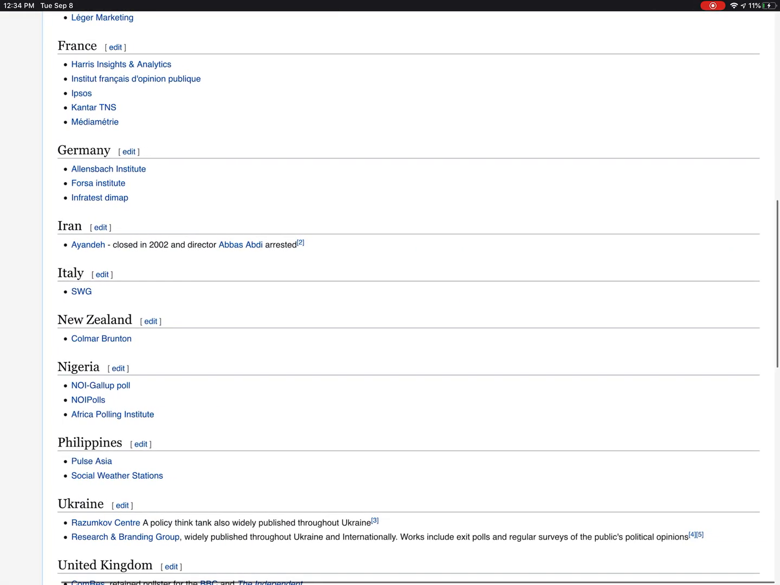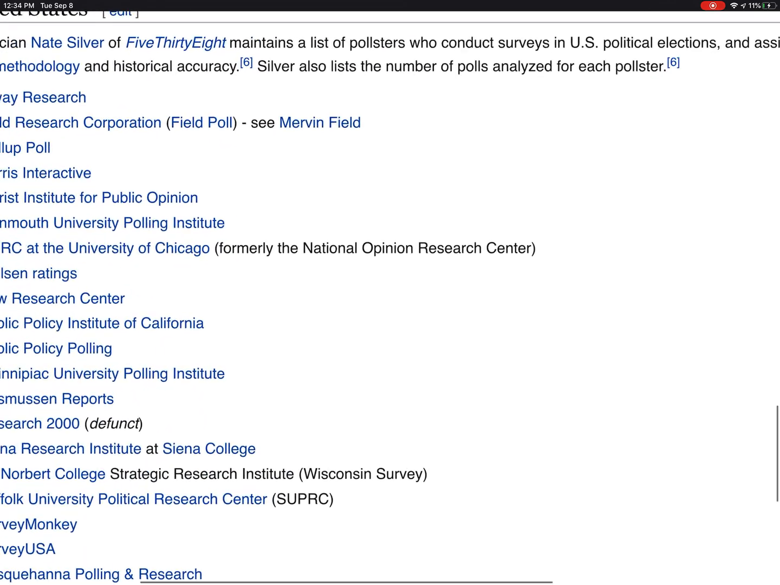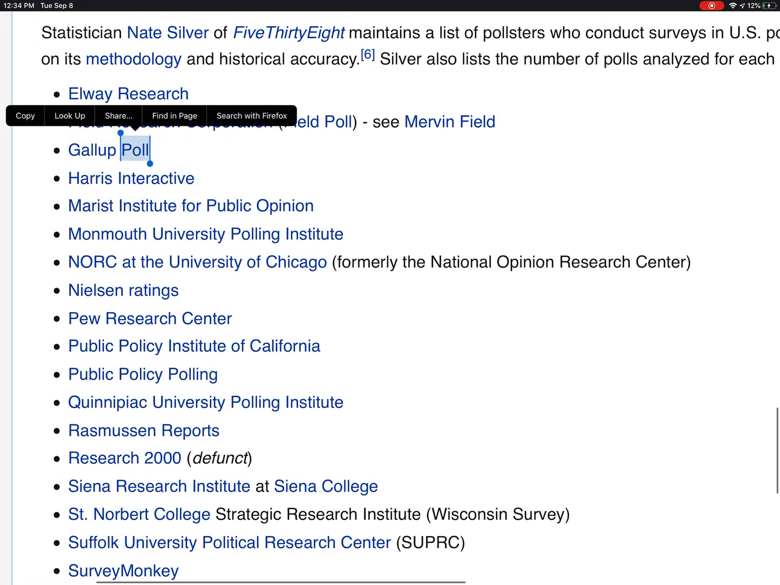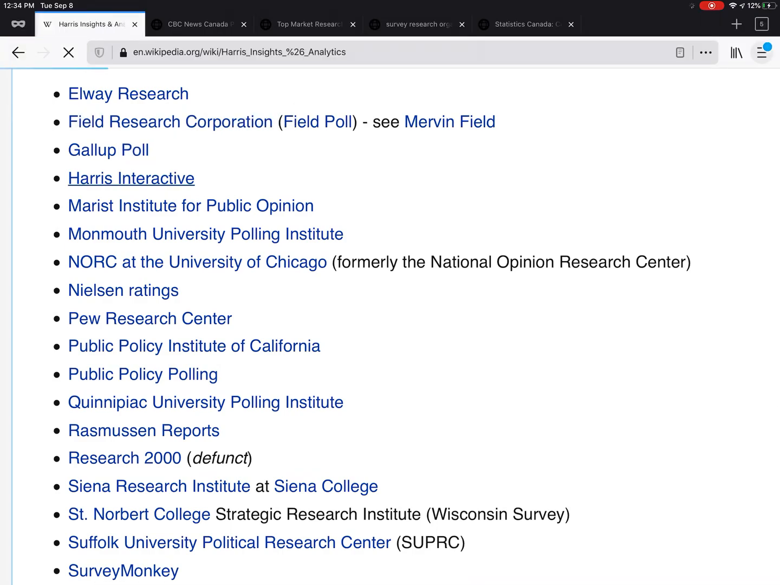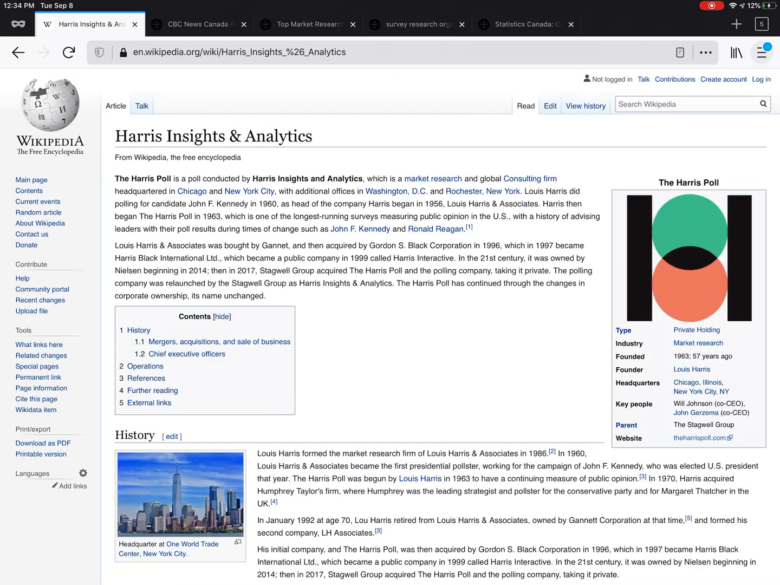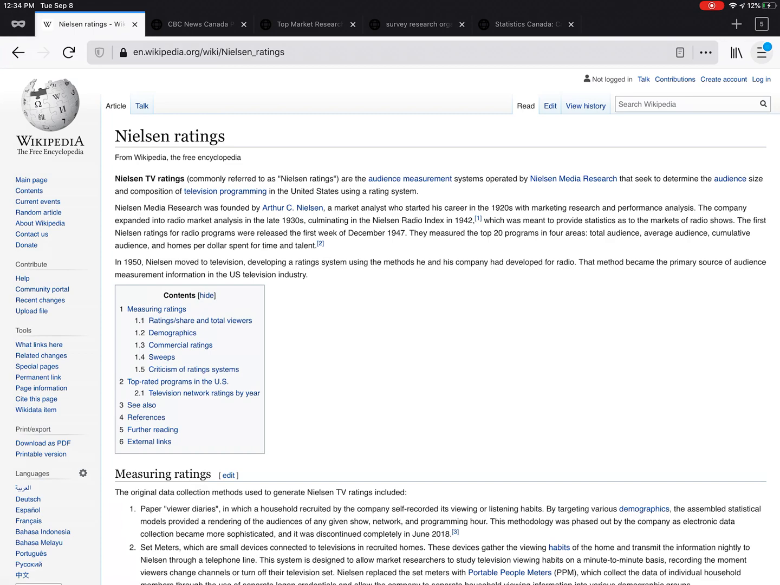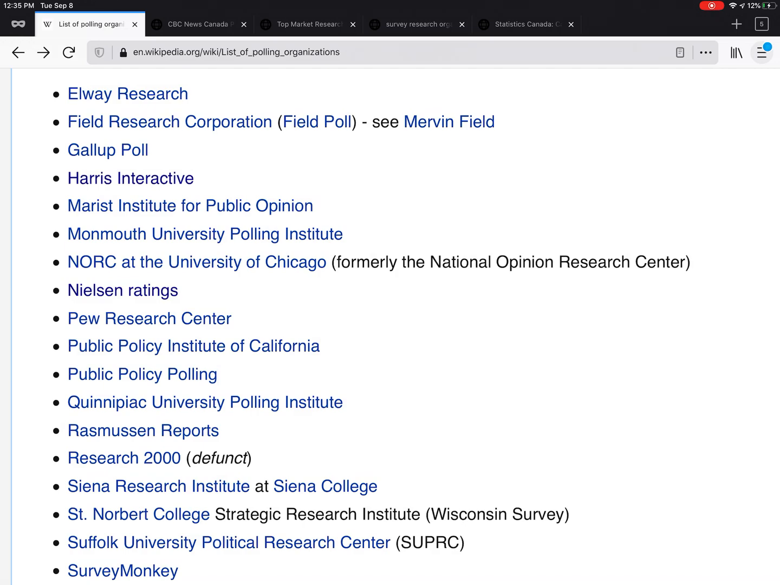If you take a look at the United States, there are some that you may recognize. Gallup polls, and I'll show you an example of a Gallup poll. Nielsen ratings are interesting. Nielsen ratings are for rating TV shows. That's how they figure out whether a TV show should continue or not.